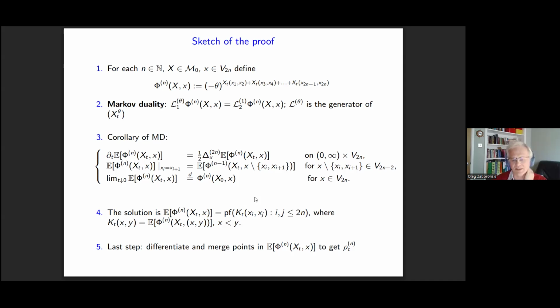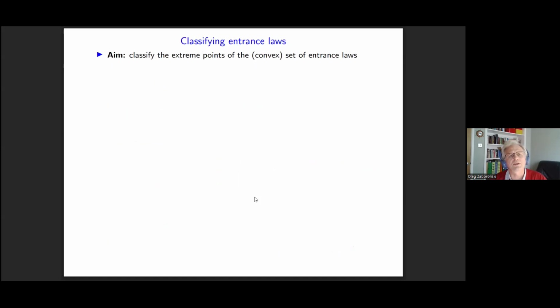Okay, so that's the sketch of the proof. What I've done here, I've stated the theorem concerning the Pfaffian structure of the process, and I sketched its proof. Let me check, are there any questions? So am I being too sketchy? Okay. All right, so now I would like to classify.